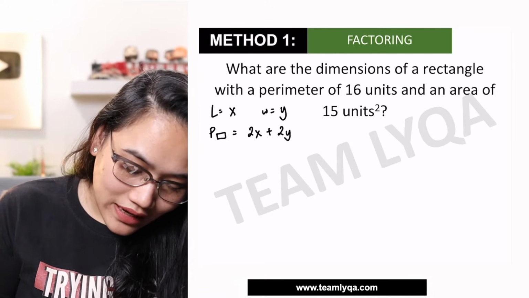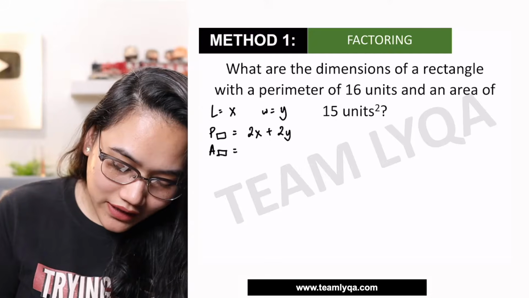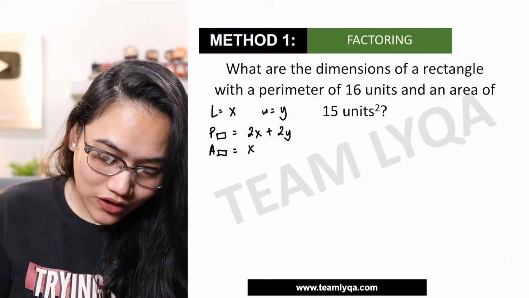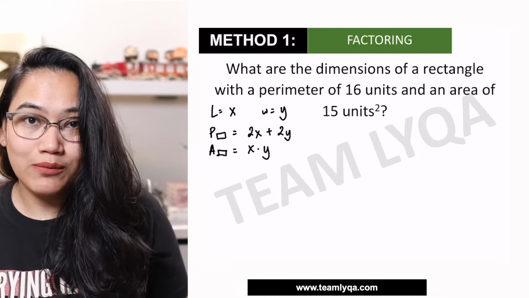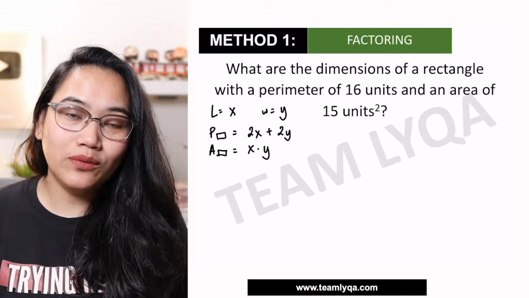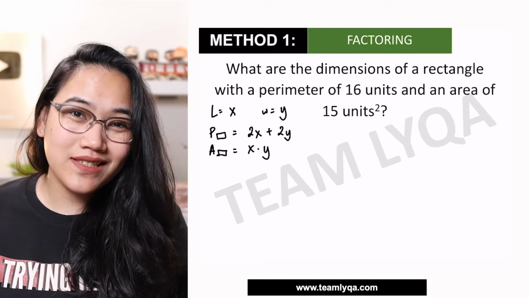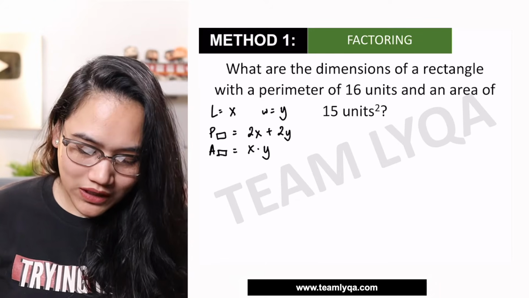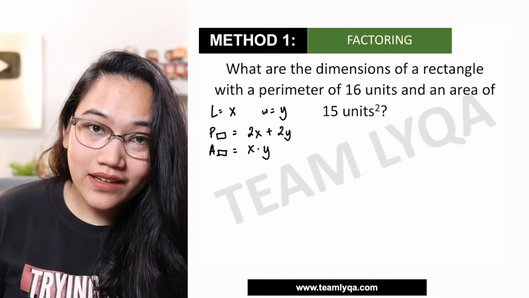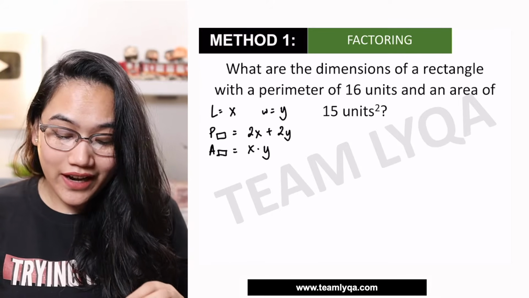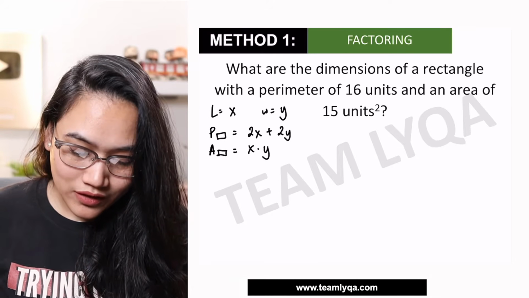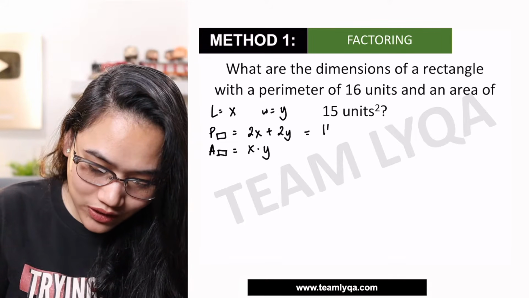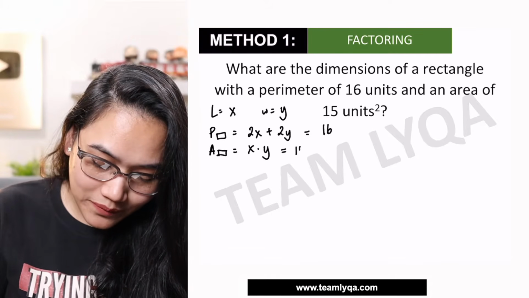Now, the area of a rectangle, the formula is length times width. Again, our L will be X, and our width will be Y. So, multiply them. Now that you have that, what we're going to do is get X in terms of Y, or Y in terms of X. That means we solve these, given the area and the perimeter in the problem. So the perimeter, 2x plus 2y, is equal to 16 units. And x times y is equal to 15.